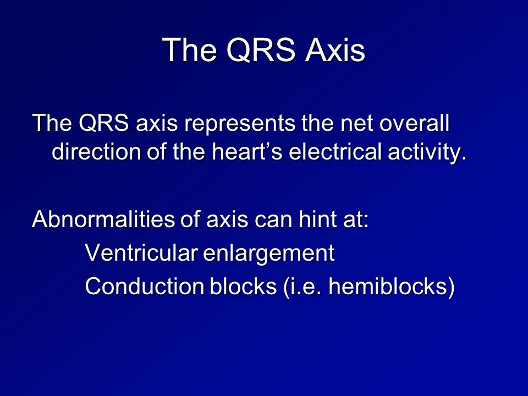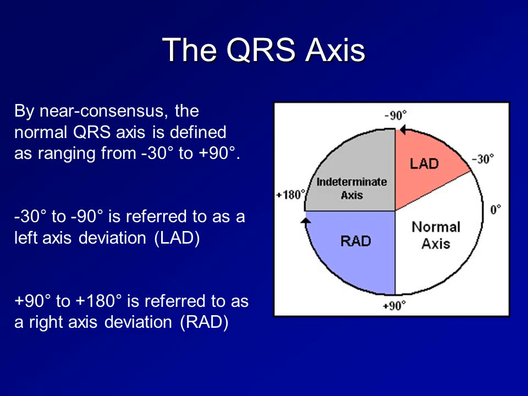The QRS axis. The QRS axis represents the net overall direction of the heart's electrical activity. Abnormalities of axis can hint at ventricular enlargement, conduction blocks, i.e. hemiblocks. By near consensus, the normal QRS axis is defined as ranging from -30 degrees to +90 degrees.